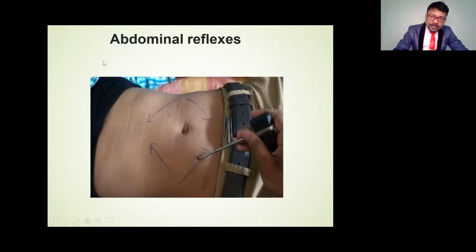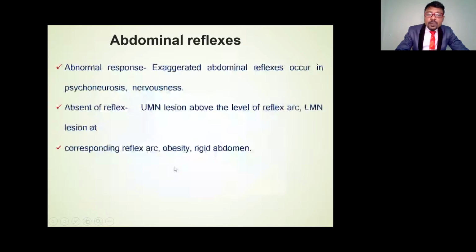If you stroke upwards on the right side, this right side is going to contract. The umbilicus is going to contract. On the left side, the lower abdominals, if you stroke towards the lower side, the downside, this left side is going to get the contraction. If you stroke the right side, you are going to get the contraction on the right side. So these are the upper abdominals and lower abdominals.